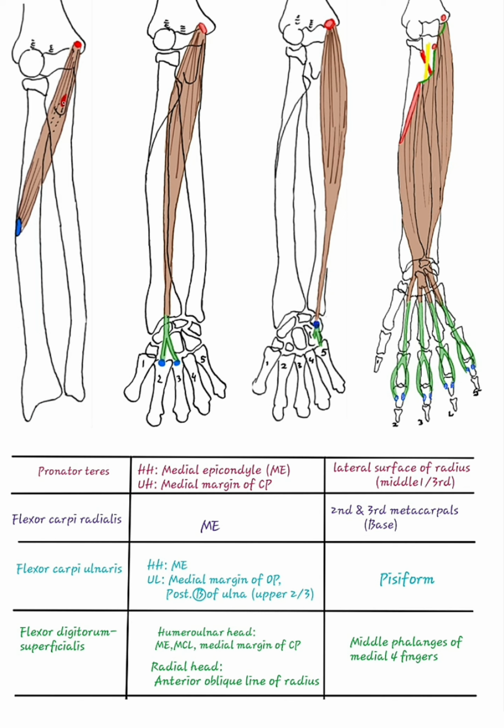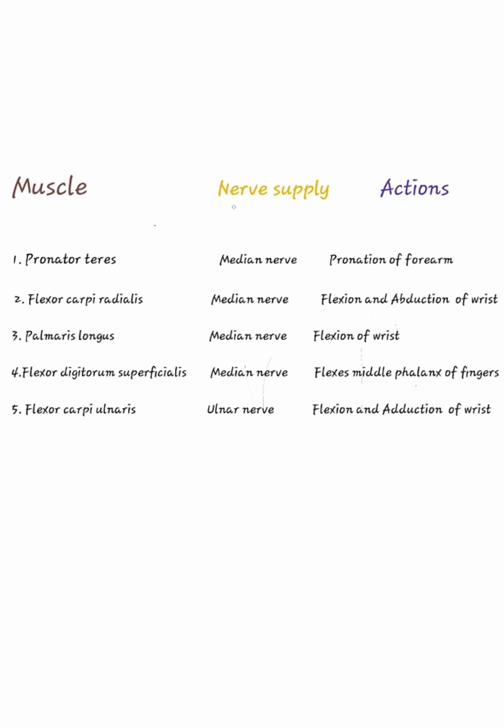Ulnar head of pronator teres arises from medial margin of coronoid process. Flexor carpi ulnaris, ulnar head arises from medial margin of olecranon process and upper two-third of posterior border of ulna. Flexor digitorum superficialis, humero-ulnar head from medial epicondyle, medial collateral ligament, medial margin of coronoid process, same as that of ulnar head of pronator teres, and radial head from anterior oblique line of the radius. Now let's see about nerve supply and action of these muscles.